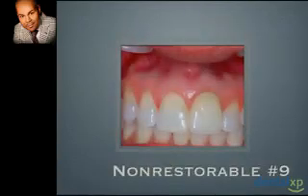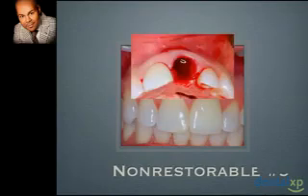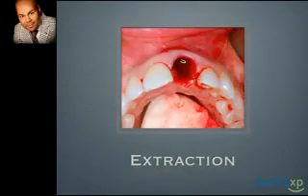Now let's look at a non-restorable number 9. And again, here's a situation where we see unequal or uneven gingival heights. Tooth number 9 has been crowned, so it is wider mesiodistally. And are we able to correct this? Look at our papilla. We have a nice long papilla in the midline, but short papillas in the lateral region. So again, traumatic extraction, maintaining the alveolar housing.